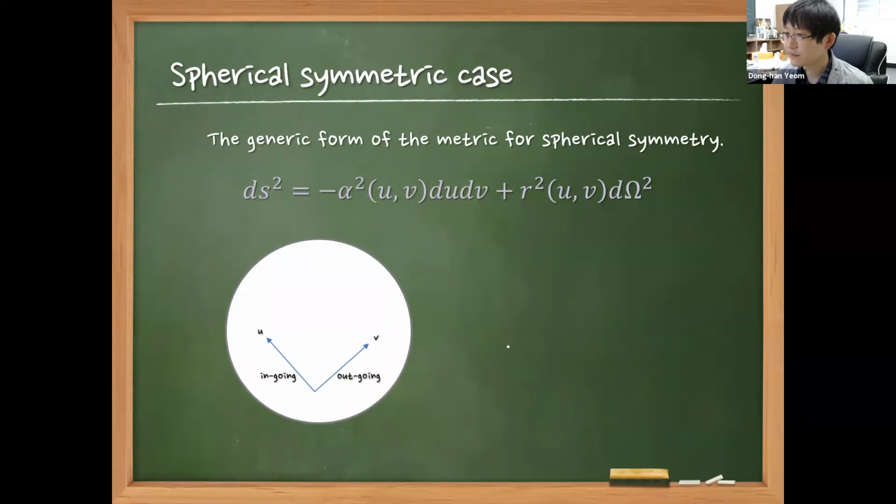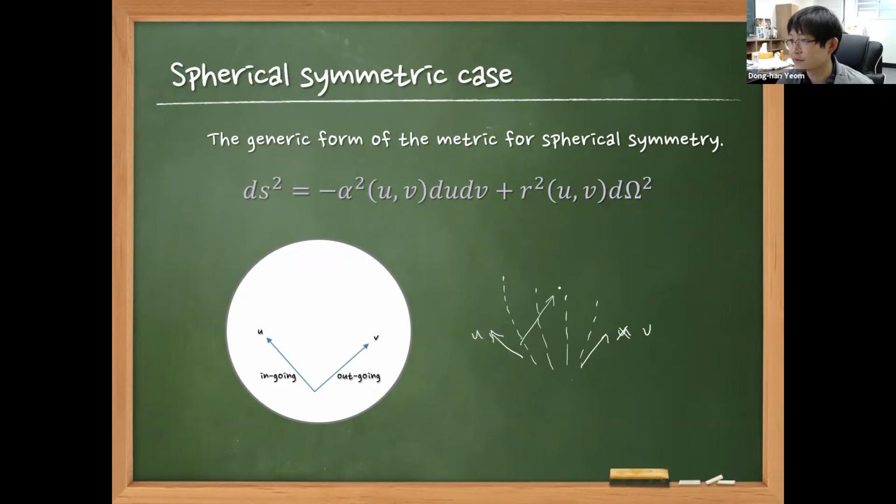So let's decide this is the ingoing null direction and this is the outgoing null direction. And as I said, this is V. And we may think about the constant R contours. Along the ingoing null direction, R should decrease, and along the outgoing direction, R should increase. So maybe I can draw it this way. These are constant R contours, and along the outgoing direction, you can see that R increases.